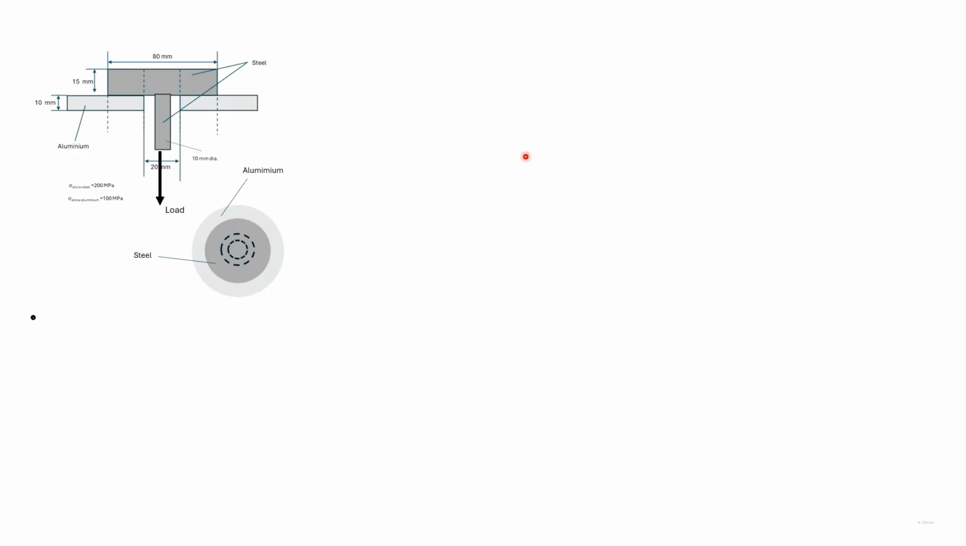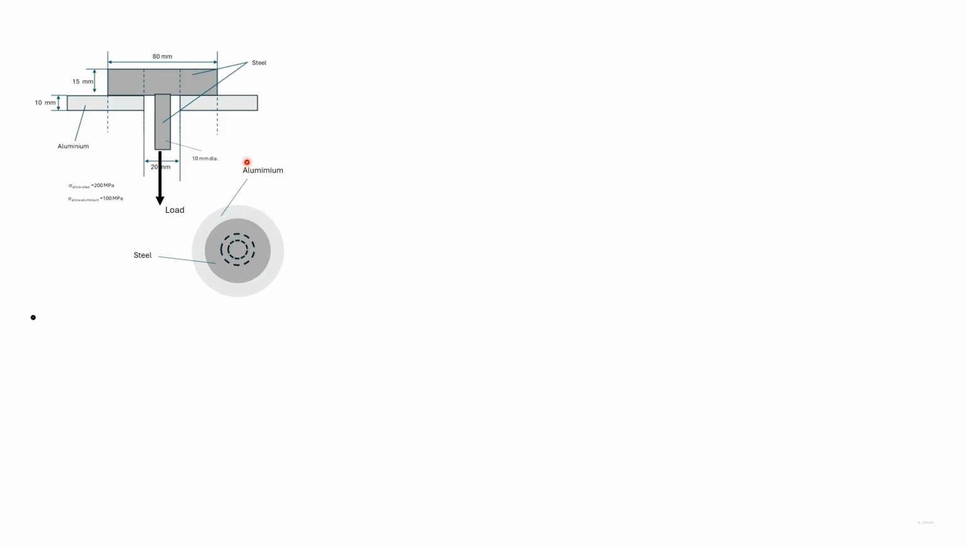We have looked at shear in bolts and shear in pins. Here we look at shear through plates. So this is an arrangement of plates of which a cross-section has been taken. The dark section is steel and this portion is circular. Also, this hole is circular. The light portion is aluminum. A load is applied here and we are required to find the maximum load that can be applied.